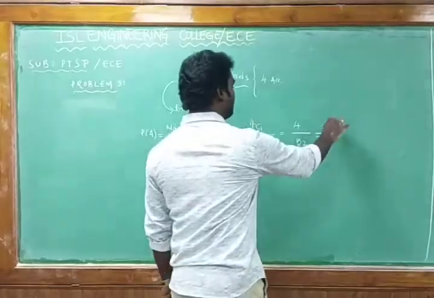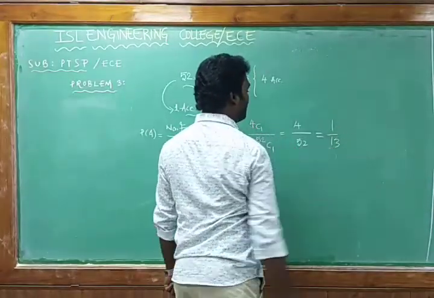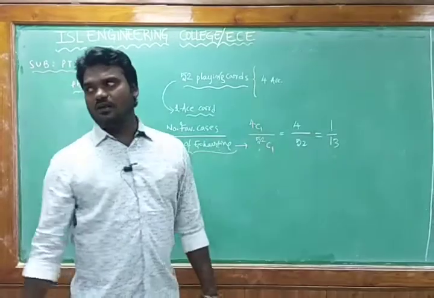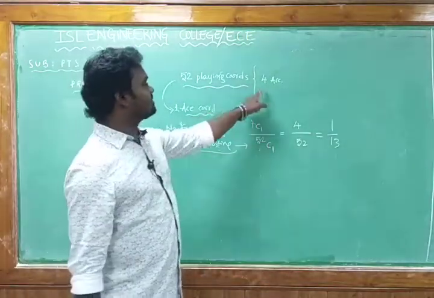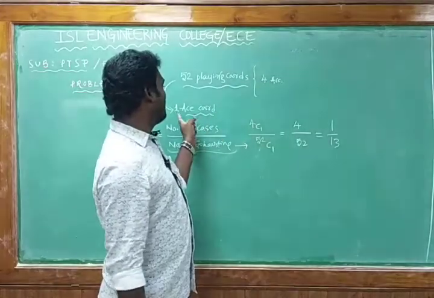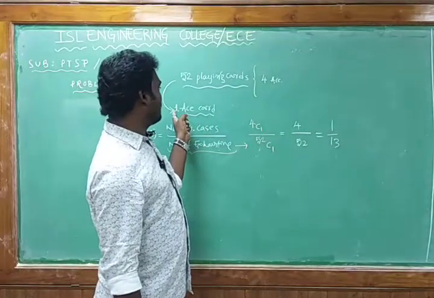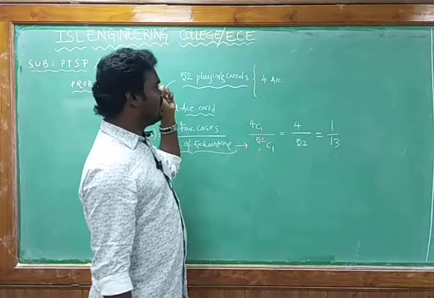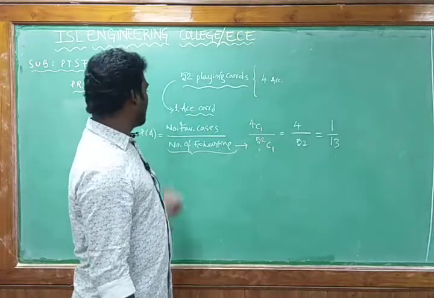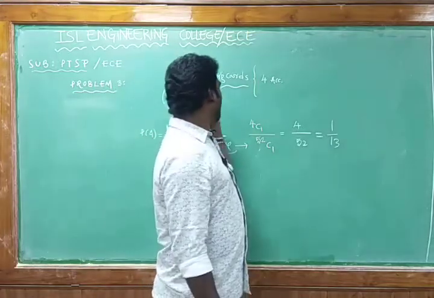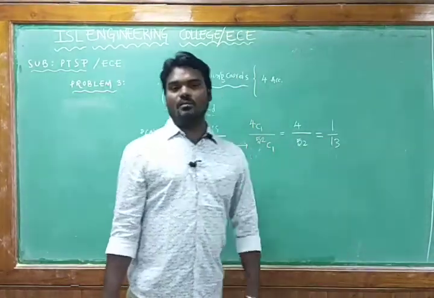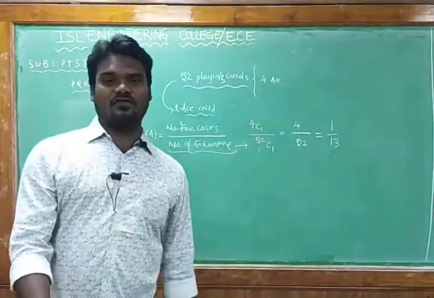1 by 13 is the answer. That is the probability of getting the ace card from the well shuffled 52 cards, because we have 4 ace cards. From the 4 ace cards we will be choosing one ace card. We require to get one ace card from the 52 playing cards. Then the probability of getting one ace card from the 52 playing cards is 1 by 13, the answer for this problem.